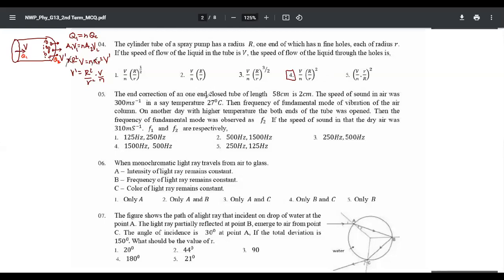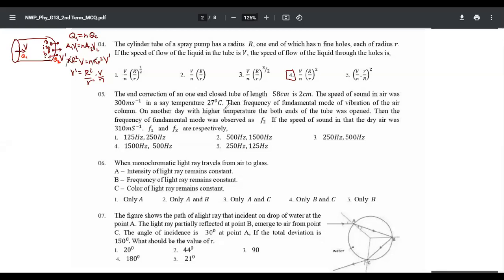The end correction of a one end closed tube of length 58 centimeter is 2 centimeters. The speed of sound in air was 300 meters per second at a temperature of 27 degrees Celsius. Then frequency of the fundamental mode of vibration of air column. On another, something is missing there, data. Frequency of fundamental mode of vibration of air column.